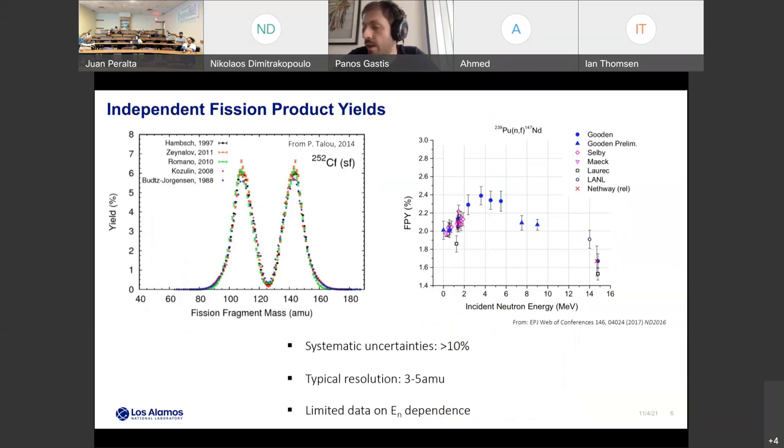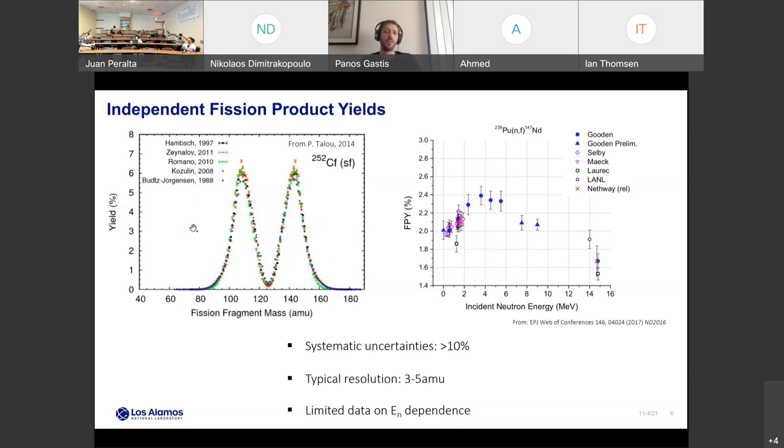Now, although we have studied nuclear fission for many decades, there is still actually a huge lack of experimental data on fission product yields. And another thing, apart from the lack of data, is that if we look at the different data sets, we can see that there are actually large deviations between them.